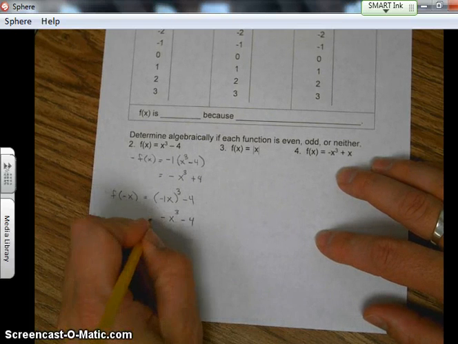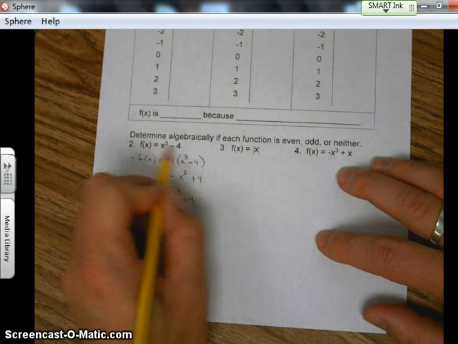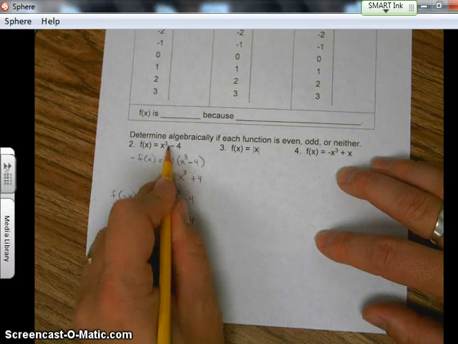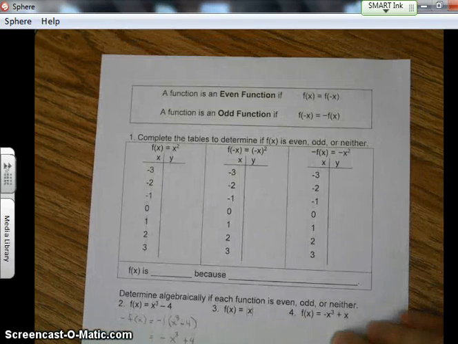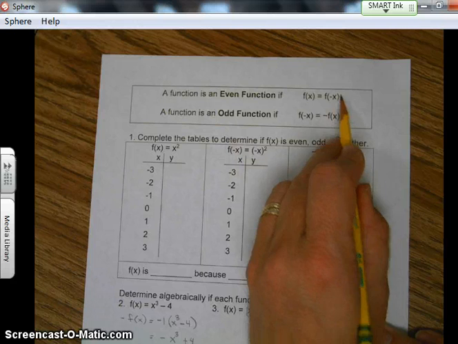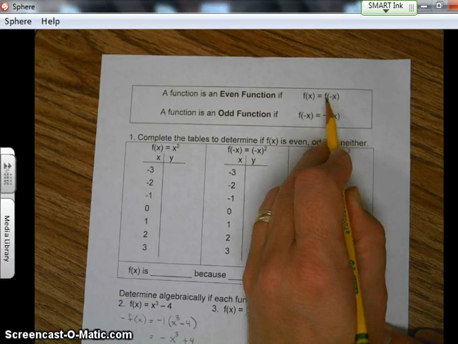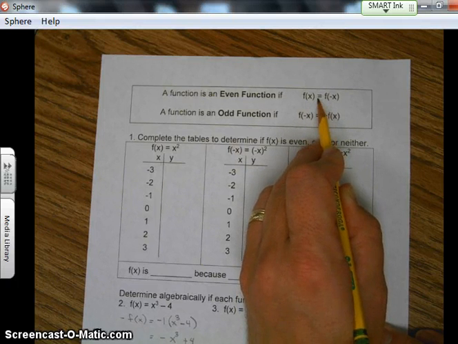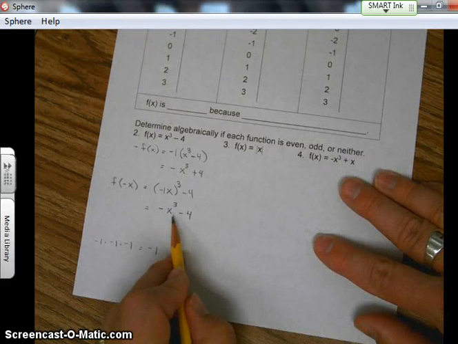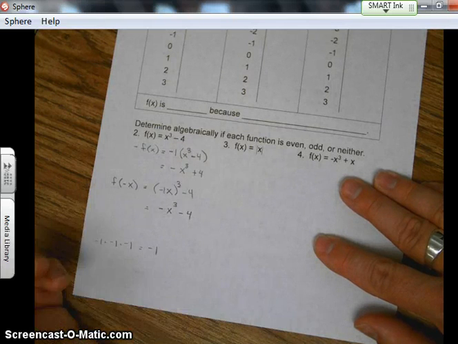Now what we want to do next is compare this function to the original. Are they the same? No. Okay? So here it is. This is what we just did. We substituted negative x into function f, and we're comparing it to the original function to see if they're equal. If they were equal, we'd have an even function. Notice that this function is not equal to the original function.